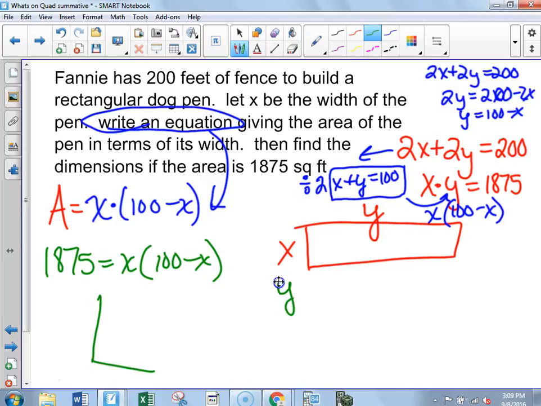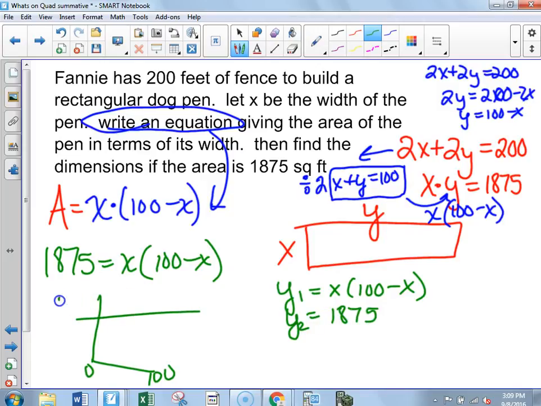So into y1, I put x times 100 minus x. Into y2, I put 1875. What's an appropriate window? 0 to 100 can't be more than 100, right? 100 minus x, 100 minus 100 would be 0. We're out of luck. I'm looking for where it hits y equals 1875, so I might go to 2000 or 2500. I don't really know.